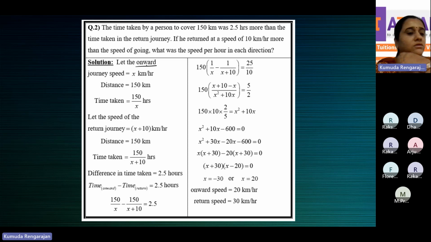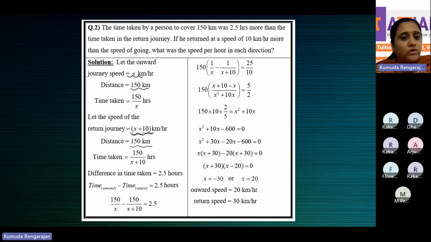So onward is going, okay? And this is return. So I've worked everything separately. I think it's clear, no? While going it is X. While returning, he increases the speed by 10 kilometers per hour, so X plus 10 kilometers per hour. Distance is 150 in both the cases.